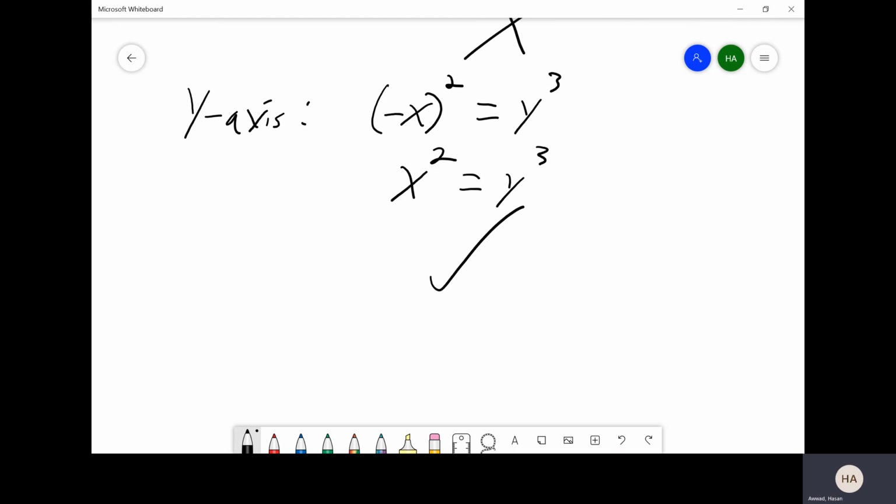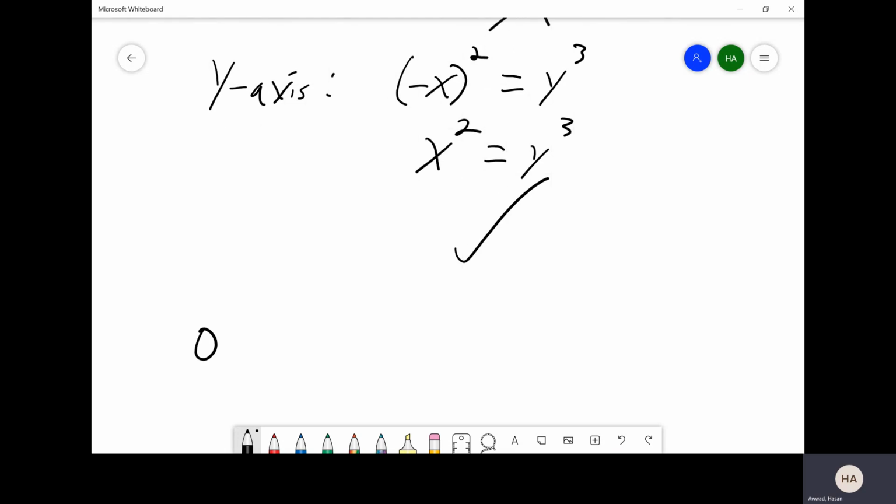And last but not least, to do the origin. So to test the origin here, we just say, okay, we're going to do both, right? We're going to flip both here. And flipping both, we get negative x squared is equal to negative y cubed, right? Again, wherever there was an x, we flip it with a negative x. Wherever there was a y, we flip it with a negative y. That's our test for the origin symmetry.